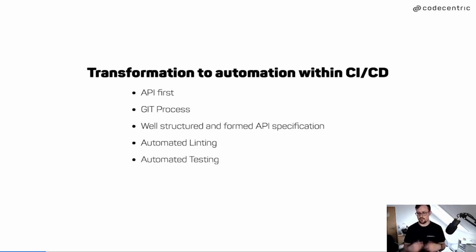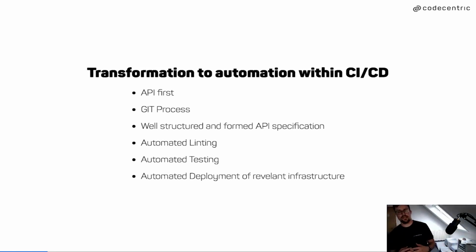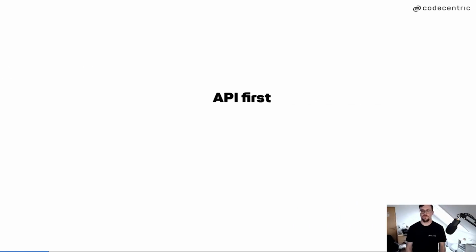We will see what that is all about. And then we have to think about automated testing also. So not only the linting part for validation and having policies around it, we also have to think about how to test an API in an automated way. And after linting and testing, we can think about the deployment of the relevant infrastructure which is involved. So these are the steps we have to go through if we think about the transformation to automation within CI/CD. And this is what we would like to do in the next minutes.